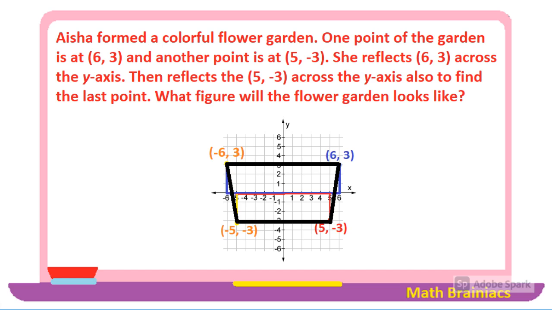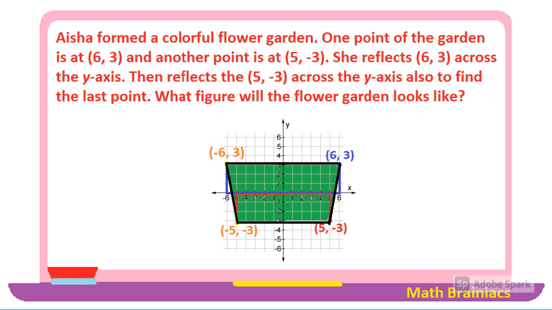Let us connect all the points that were formed on the flower garden of Aisha so that we can identify what is the shape of the figure. If we are going to color the shape that was formed, it will look like a trapezoid. Therefore, the flower garden of Aisha will look like a trapezoid.